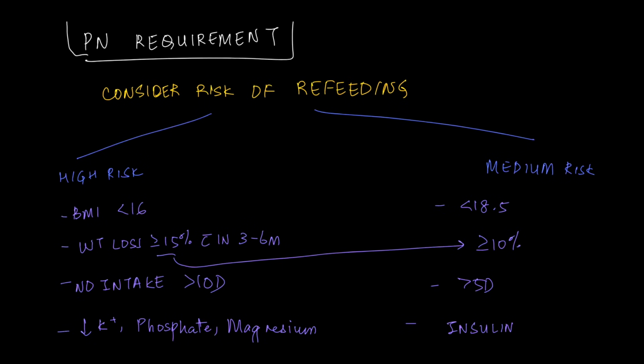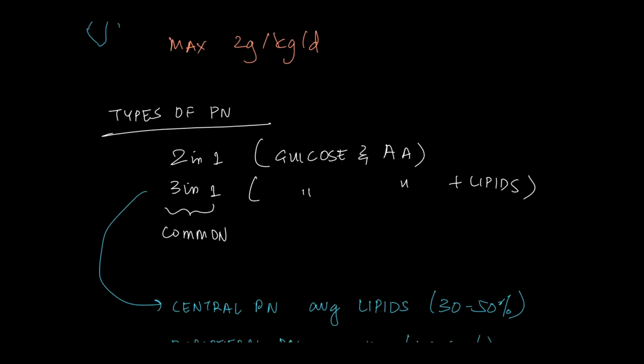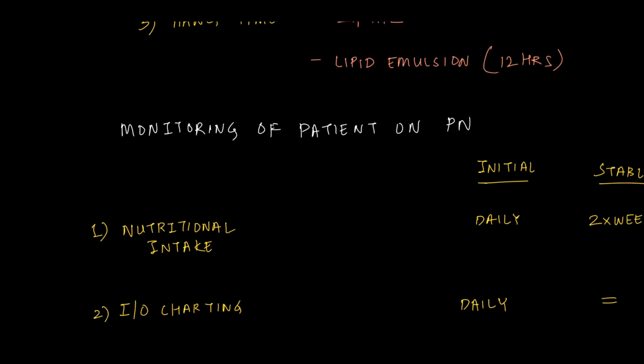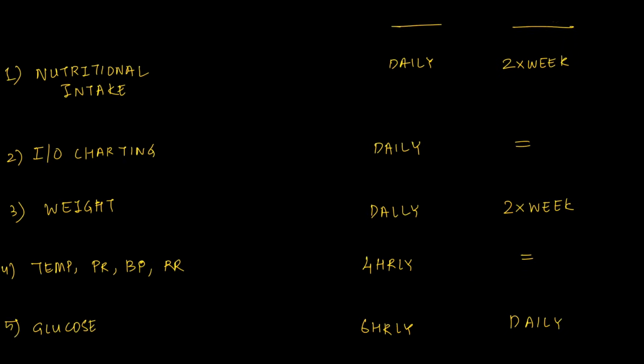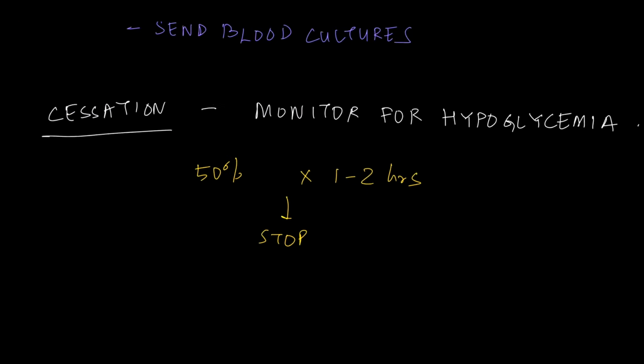We have also discussed how to minimize catheter infection and the requirements of parenteral nutrition, considering patients who are at risk of refeeding. And in other patients, we have also taken a look at the types of parenteral nutrition, that is a 2-in-1 and 3-in-1, the limitations of parenteral nutrition, and how to monitor the patient who is on parenteral nutrition, along with the complications and how to stop parenteral nutrition.